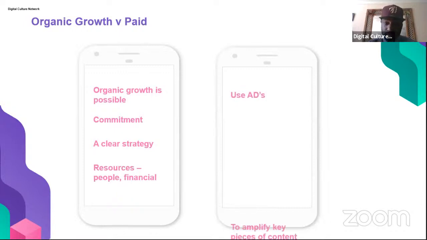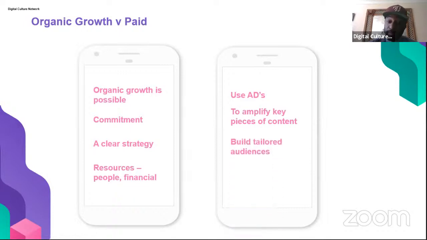So using ads. Now, for me, a great way to use ads, if you don't have the time for that kind of commitment and to really lock in building that audience, is to use ads to amplify key pieces of content. What that basically means is, let's say you've got a post that you know is really good, it's performed really well that week. You can now boost that post and send it to the exact audience that you want it to go to, because you can really curate the audience that you send it to when you're doing the ad.